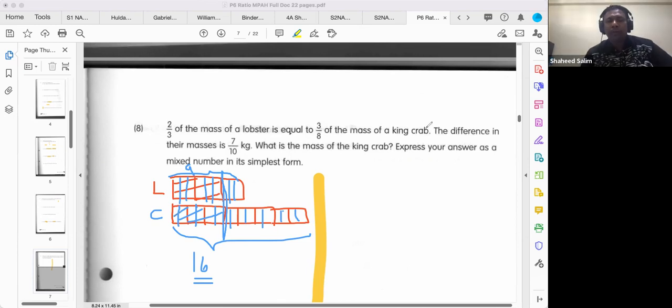Now you try now. The difference in their masses is 7/8 kg. Where's the difference? We have 9 parts here. So 16 minus 9, the balance is 7 parts. Correct? So these 7 parts is equal to this. So can you try to solve it then? You try to solve it.